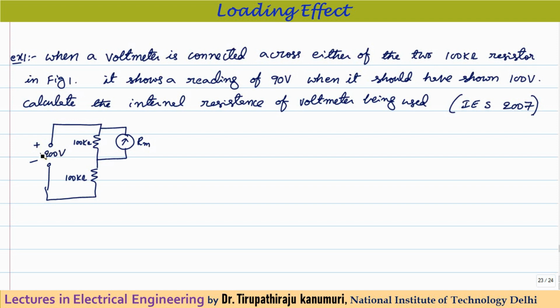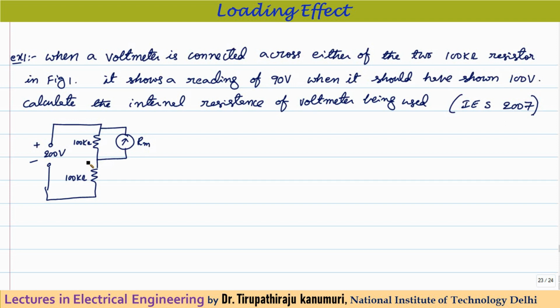So in figure 1 it is shown here, 200 volts is the input and 100 kilo ohm resistors are there. Across any one of these 100 kilo ohms if you connect a meter, that is what is being told here. When a voltmeter is connected across either of the 100 kilo ohm resistors in figure 1, it shows a reading of 90 volts.